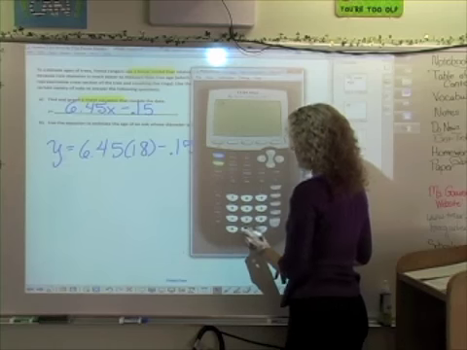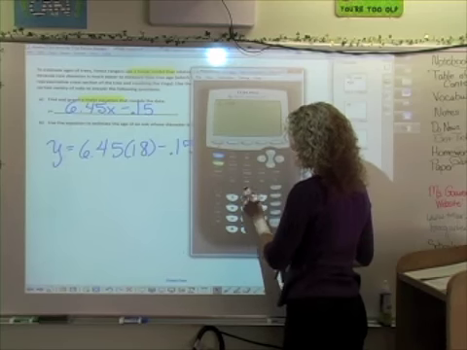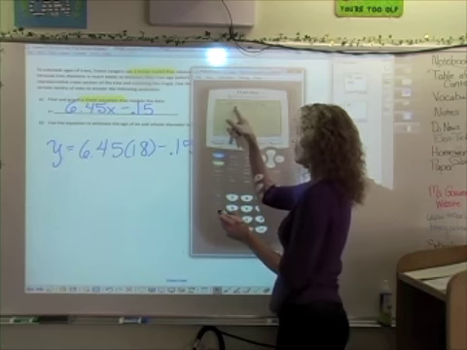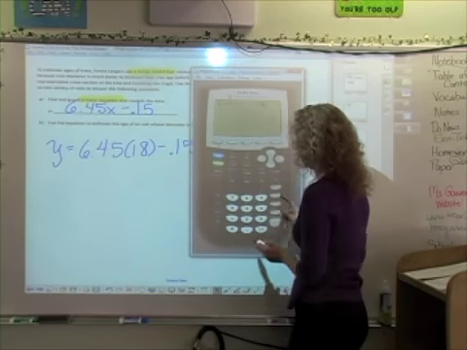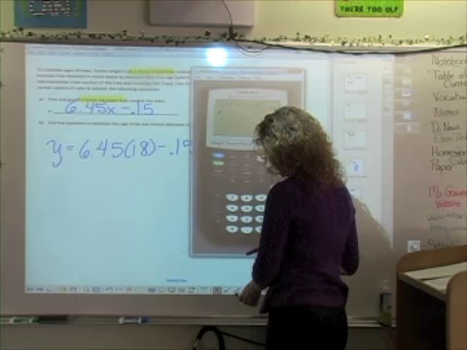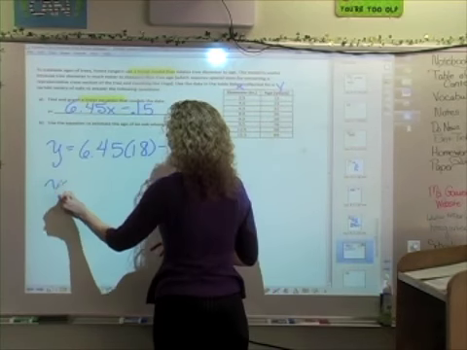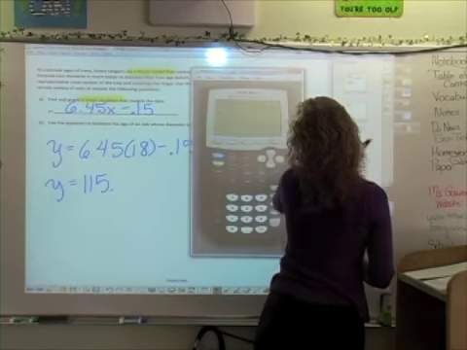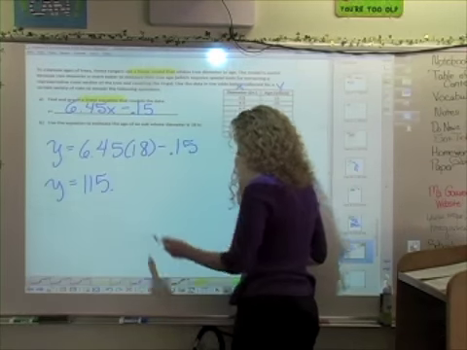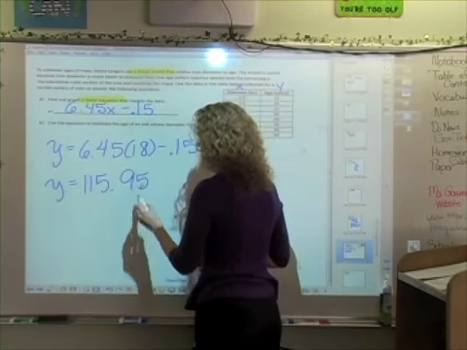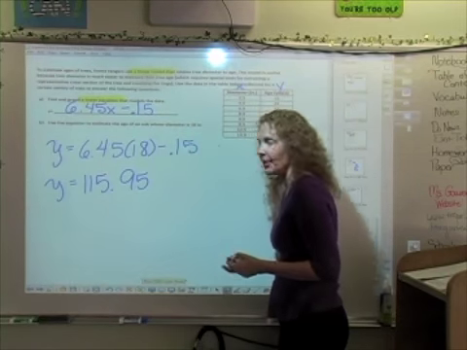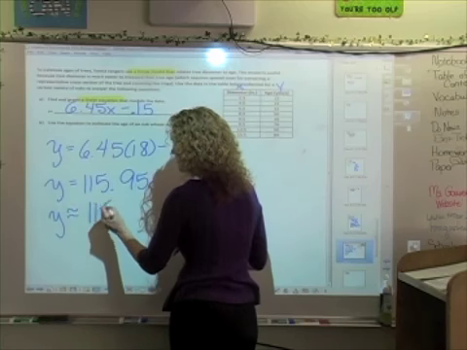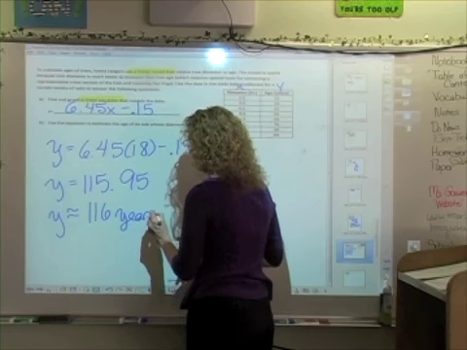So I have 6.45 times 18 minus 0.15. Remember, instead of the parentheses, you can do just straight up multiplication. Hit enter, and I get 115.95. So y equals 115.95. Now, we're estimating, so we are actually going to round up on this one. So y is approximately 116 years old.